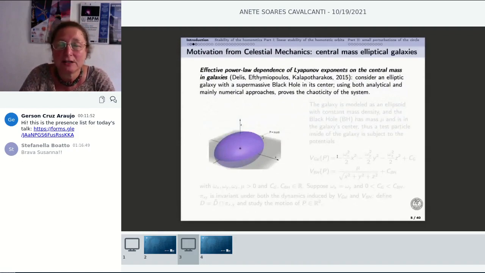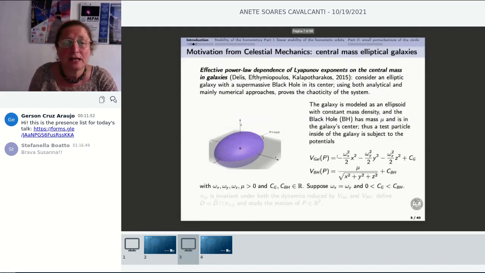We actually started this investigation when we came in contact with Christos Efthymiopoulos, who brought to our attention a paper that he had published with two collaborators, Davis and Karanis, where you have an elliptic galaxy with a supermassive black hole in its center. And in that case, using analytical but mainly numerical approaches, they prove the chaoticity of this problem.